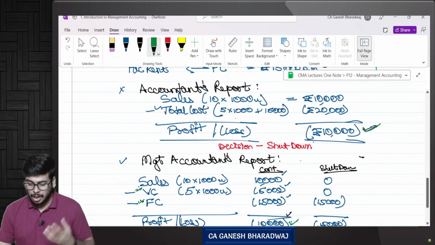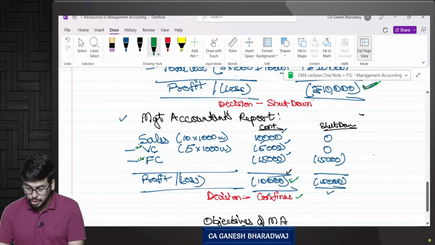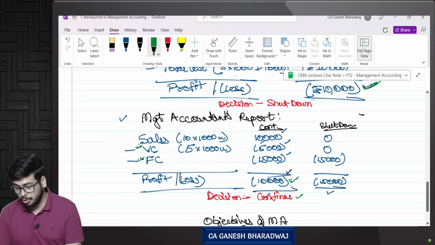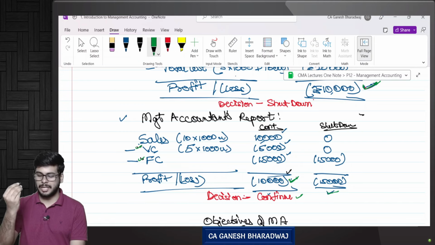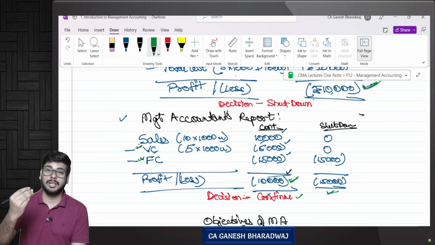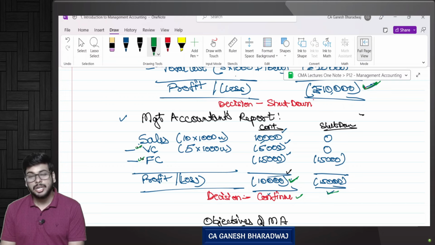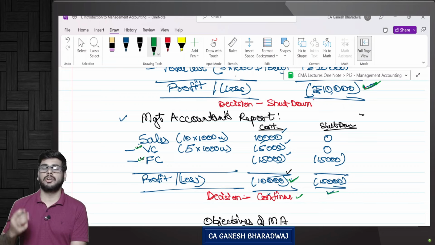A normal accountant said, if you continue, you are going to incur a loss of 10,000, so shut down. But the management accountant says, if you shut down, the loss is going to be 15,000. If you continue, the loss is just going to be 10,000. It's better to continue with a loss of 10,000 than to shut down with a loss of 15,000. Here, the management accountant is properly advising the company to continue the business for the next month. Even with a loss of 10,000, you still prevent yourself from a loss of 5,000.